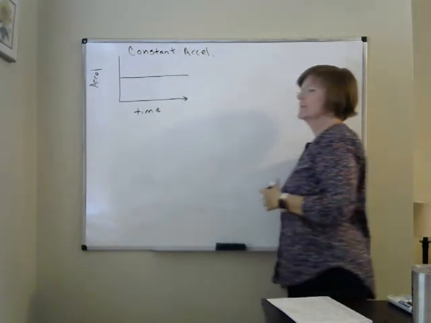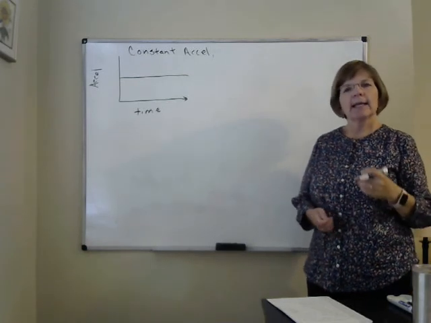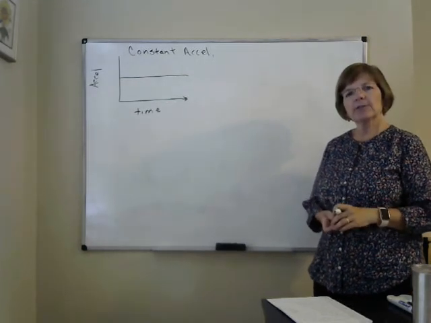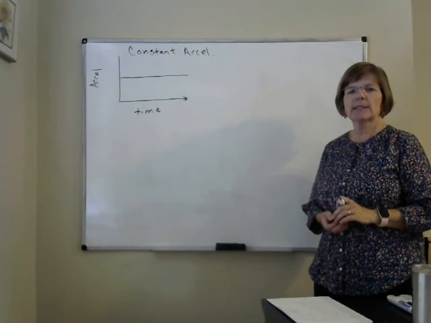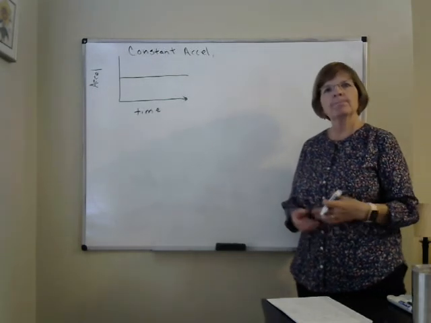One of the types of constant acceleration we're going to talk about in a few minutes is free fall. Anything that falls near the surface of the Earth falls with an acceleration of 9.8 meters per second squared. It's constant.